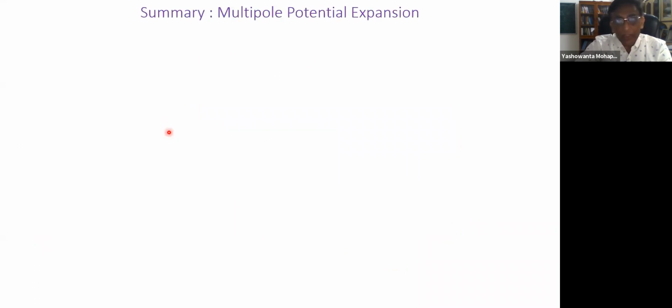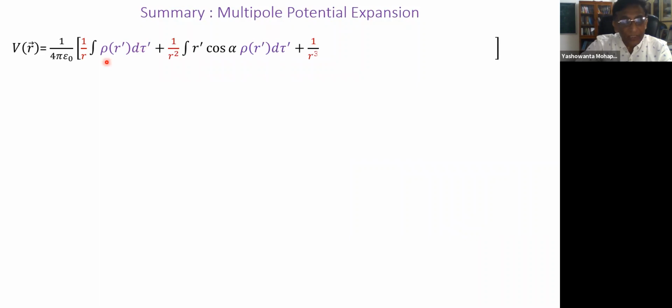So let's do a quick summary of multipole potential expansion. That V(r), we write down. I'll write this down enough number of times that you remember. So this is the monopole term 1 by r, the dipole term 1 by r square with r prime cos alpha, and the quadrupole term 1 by r cube with 3 by 2 cos square alpha minus half, and everywhere it is dq, rho r prime d tau prime under the integral. This is the distribution that we are trying to find the moments of.